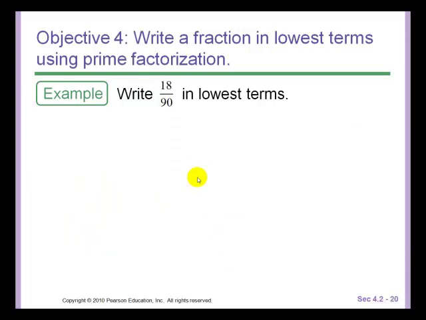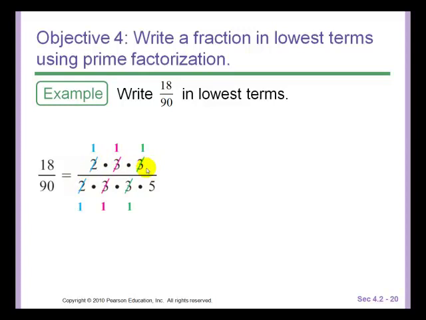Another example. Simplify 18 over 90. 18 can be written as 2 times 3 times 3. 90 can be written as 2 times 3 times 3 times 5. A set of 2's is in common, a set of 3's is in common, and another set of 3's is in common. In our numerator, we're just left with 1 times 1 times 1, which is 1. In our denominator, we have 1 times 1 times 1 times 5, which is 5. Therefore, 18 over 90 simplifies to 1/5.